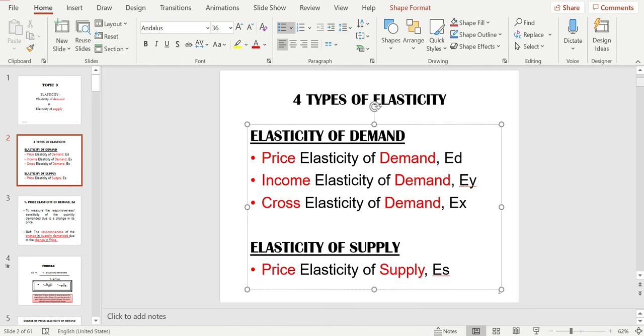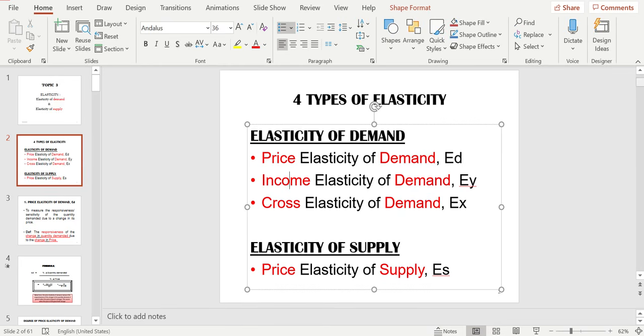So under demand, there are three that we want to study, which are price elasticity of demand, ED, income elasticity of demand, EY, and cross elasticity of demand. So for the first one, I don't think you have a problem because it's the same as I explained before. When the price changes, we would like to see how it affects the quantity demand. Either the quantity demand will increase by a large amount or a small amount or so-so. Okay? That is the meaning of price elasticity of demand. Due to the change in price, how will it affect the quantity demand?